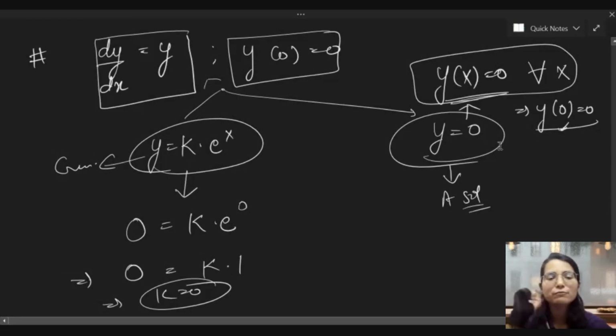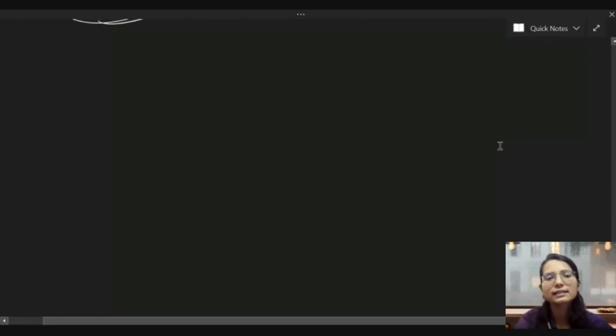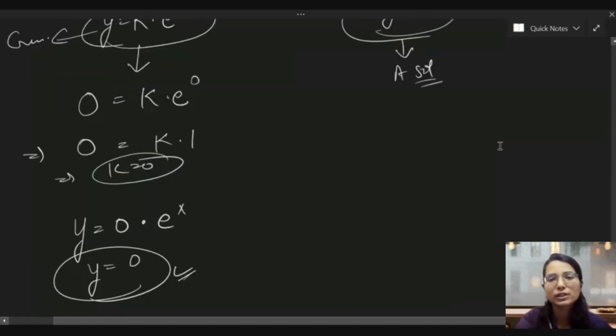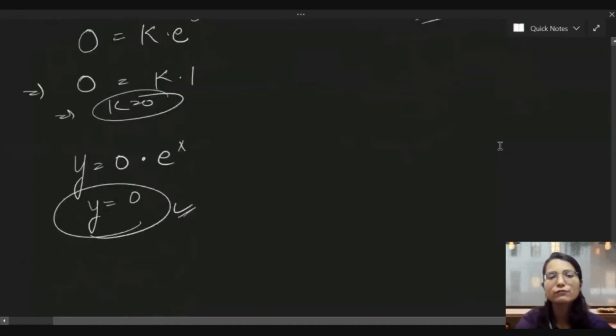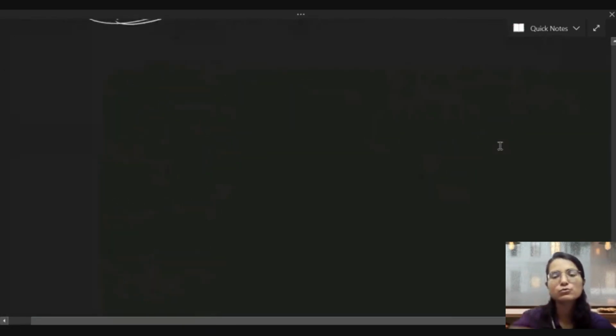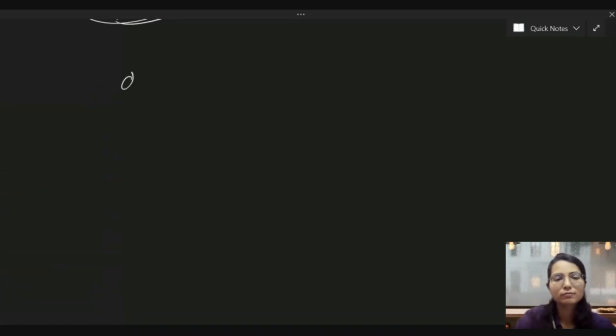How I am finding these kinds of solutions is because this is an autonomous differential equation. Are you all clear up to now? If you have any little doubt, you can clear it here, because we are going to dive deep into the topic; this was a very basic thing. Okay, I suppose you all are clear.